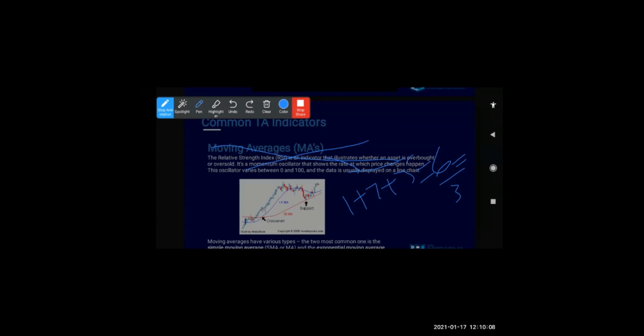So that's why the averages are moving. So we use the moving average to filter noise in the market. The market is full of noise. The price will go up, will go down, will go up, will go down. So there is a lot of noise.